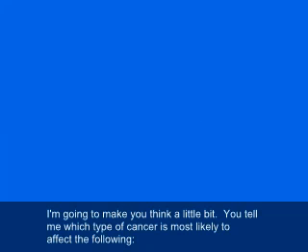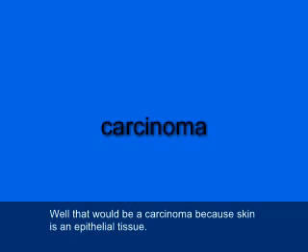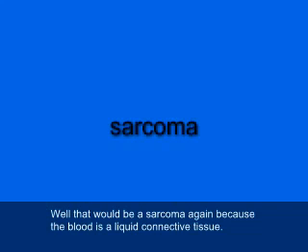Now I'm going to make you think a little bit. You tell me which type of cancer is most likely to affect the following. How about the skin? Would that be a carcinoma or a sarcoma? Well, that would be a carcinoma because skin is an epithelial tissue. What about a bone? Well, that would be a sarcoma because a bone is dense connective tissue. What about the blood? Well, that would be a sarcoma again because the blood is a liquid connective tissue.